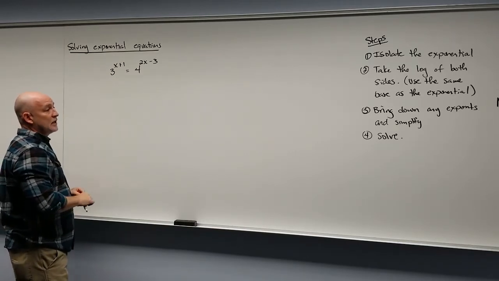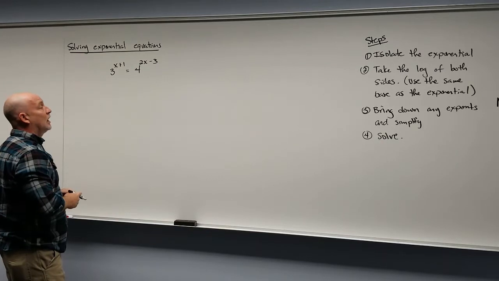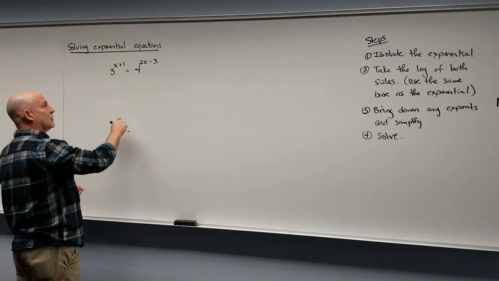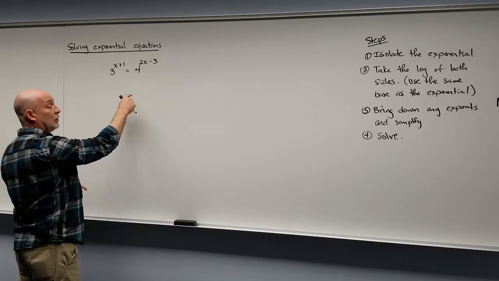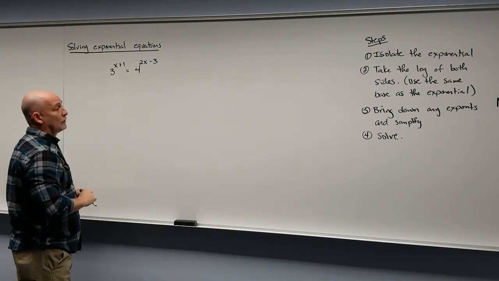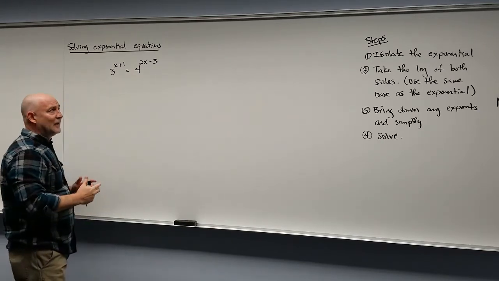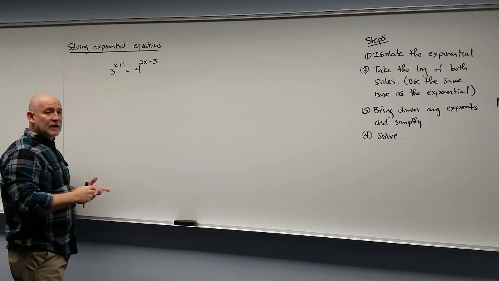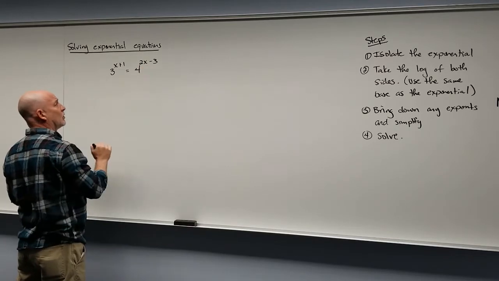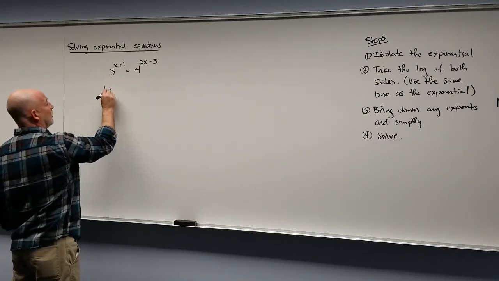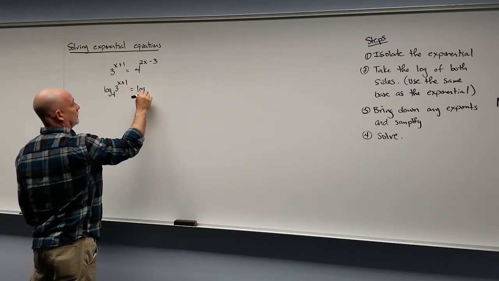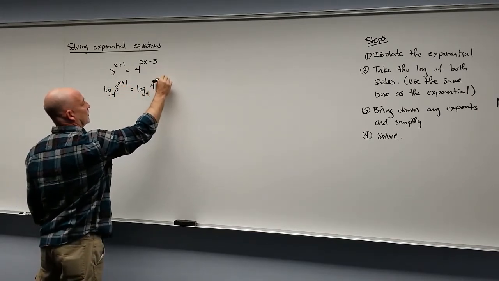The next one says take the log of both sides. I can do that, but I said use the base as the same as the exponential. I have 2 different bases here, so we actually have an option. You want to use log base 3 or log base 4. Now there's no wrong choice here, but I generally suggest use the base of the exponential with the more complicated exponent. So I'm going to say this one's a little bit more complicated, so I'm going to do log base 4. Log base 4 of 4 to the 2x minus 3.